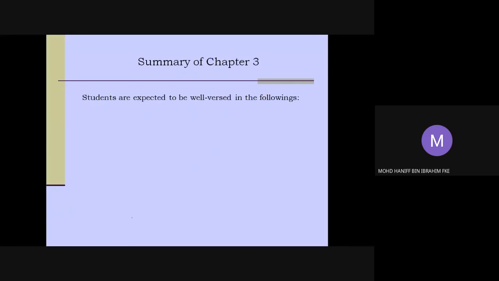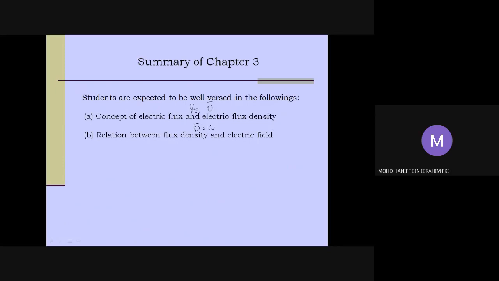Okay, so that's the end of chapter 3. We have successfully covered chapter 3, starting from the flux and flux density concept. These are the things we learned at the very beginning of chapter 3. Afterwards, we learned about the relationship between the flux density and electric field, the D and E field relationship. And the third one is Gauss's law, D dot dS equals enclosed charge.